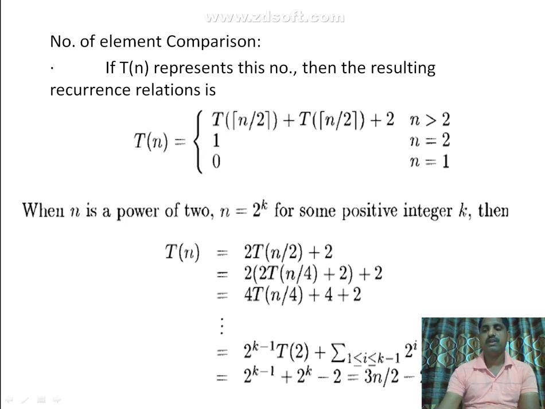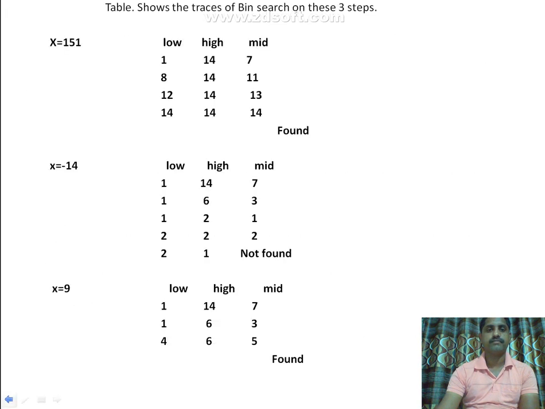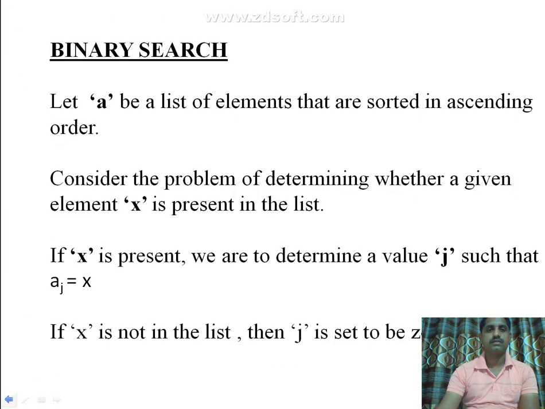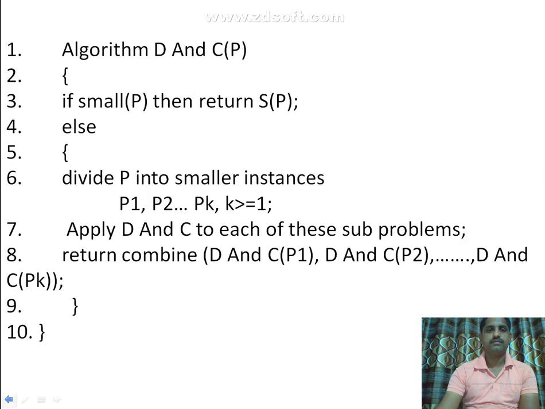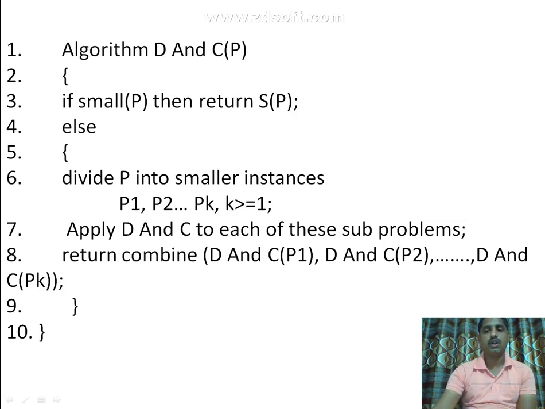In that way, there are 3 steps: divide, conquer and combine. That is, divide the problem into a number of sub-problems, find the solution for each sub-problem, and combine the solutions of the sub-problems into a solution of the original problem. So these 3 steps are in the divide and conquer technique: divide, conquer and combine.